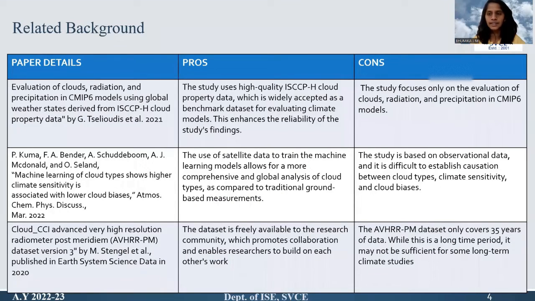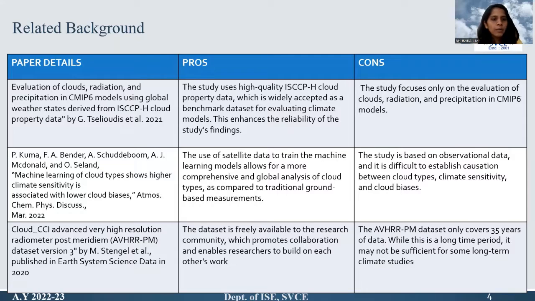Let's go for the literature survey. The first paper is evaluation of cloud, radiation and precipitation in CMIP6 models using global weather states derived from ISCCP-H cloud property data. The study uses high quality ISCCP-H cloud property data, which is widely accepted as a benchmark dataset for evaluating climate models. This enhances the reliability of the study findings. The con of this paper is that the study focuses only on the evaluation of cloud, radiation, and precipitation of CMIP6 models.